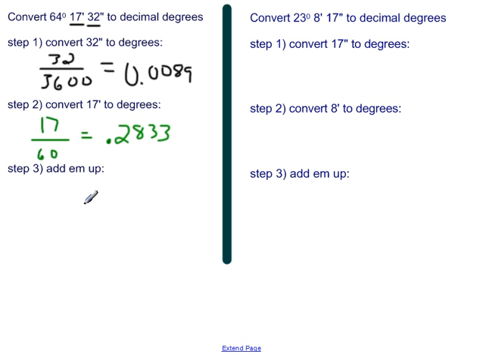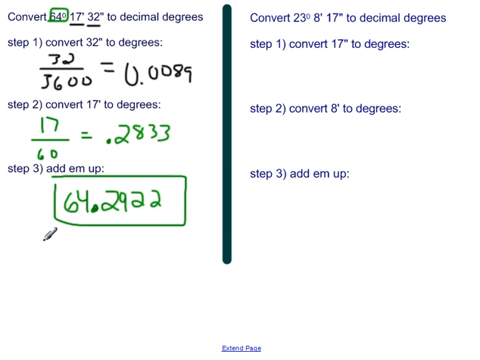Oops, and I did that wrong, of course. 0.2833 plus 0.0089. So you get 0.2922, not 0.293. Then the whole number, degrees, stays the same, just like you did before. So that's 64.2922. Go ahead and I want you to try this last example here on your own.